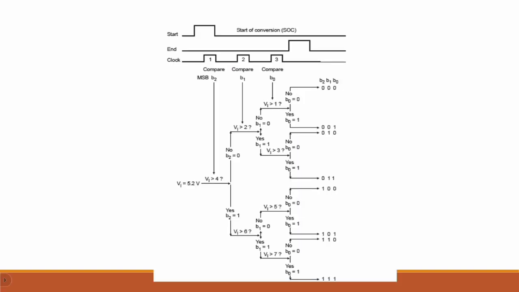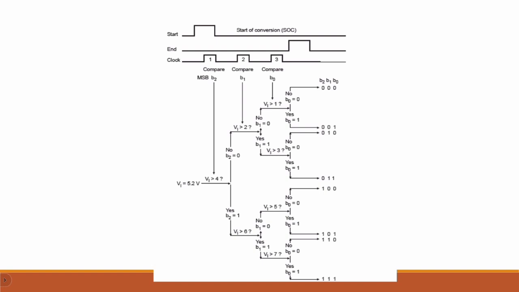Now we are considering the analog input voltage as 5.2 volts. Already we have 4 volts in the successive approximation type, so the digital value stored in the register is 100. In the first step we have to compare the incoming voltage with the register voltage, that is, 5.2 must be compared with 4 volts. If 5.2 is greater than 4, we have to move the process downwards, that is the yes condition, by making the B2 bit as 1.